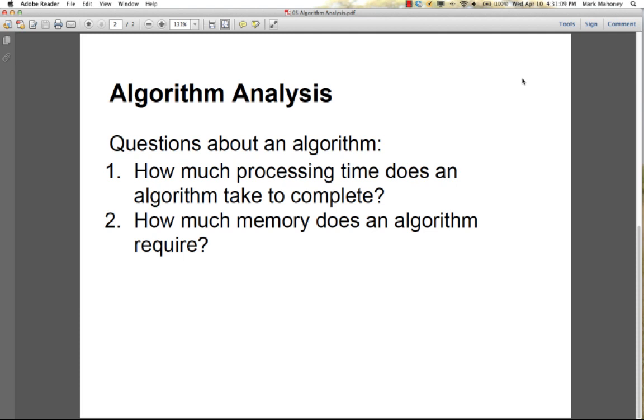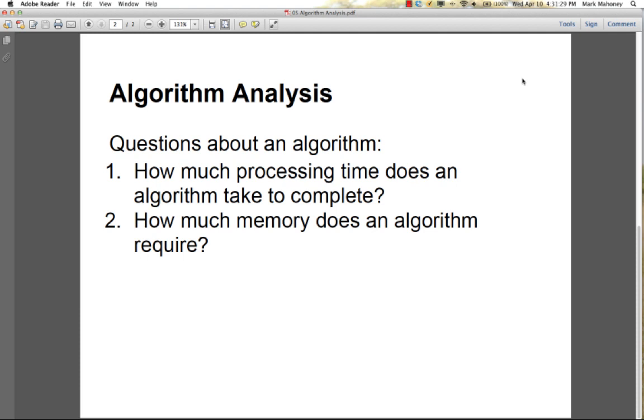If you have a small amount of memory, you may choose a memory-efficient algorithm. If you have a slow processor, you may choose a processing-efficient algorithm. But very rarely can you optimize for both of these things, and that's where the trade-off comes. You usually have to pick one or the other.